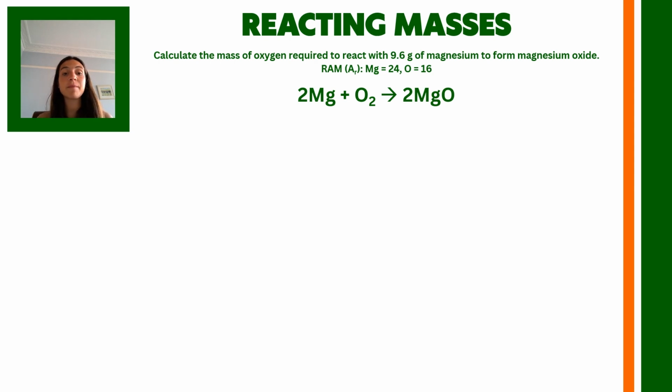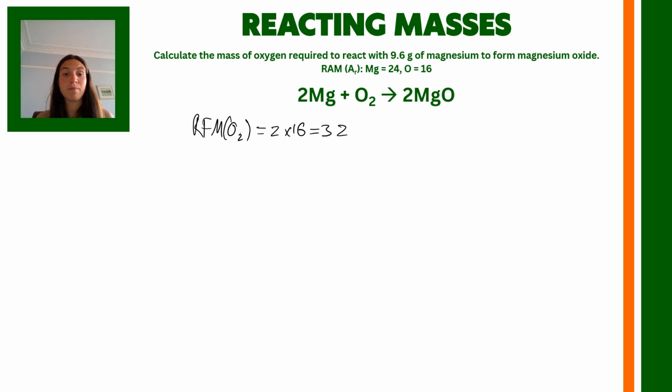Now, calculate the mass of oxygen required to react with 9.6 grams of magnesium to form magnesium oxide, and we've been given some relative atomic masses here. Mg is 24, O is 16. So first thing to note here is that in my equation I've got 2Mg plus O2 because my oxygen is a diatomic molecule. So I first need my relative formula mass of oxygen, which is 2 of them together. So 2 times the relative atomic mass, 16, gives me 32.